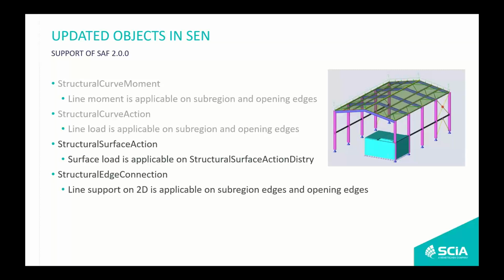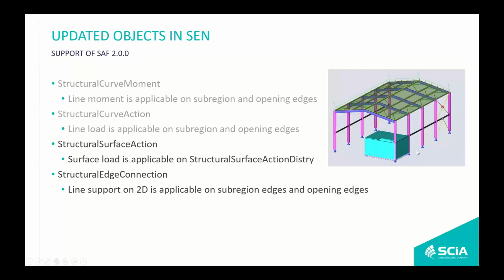The next updates are related to structure surface action and structure edge connection. Structure surface action, again SAF terminology, is a surface load in SCIA Engineer, and it can now be applied on the load panels, which are new objects. So we can use in SAF the cooperation between surface loads and load panels. And structure edge connection is simply a line support on the edge. Similar to the line moment and linear load, it can now be applied on subregion and opening edges, so we can define supports there as well. So that's it for the updates of SAF objects in SCIA Engineer.